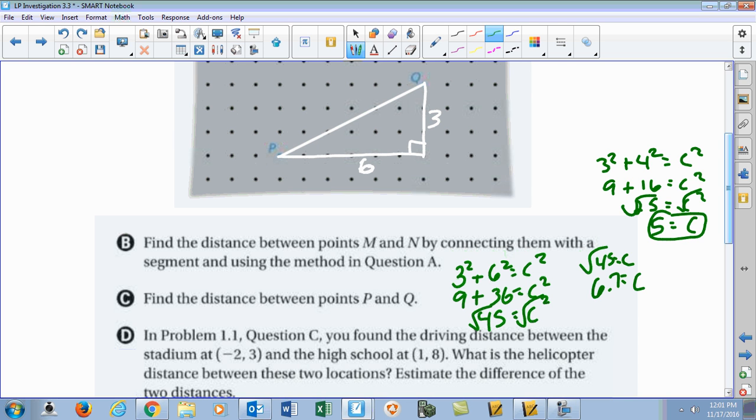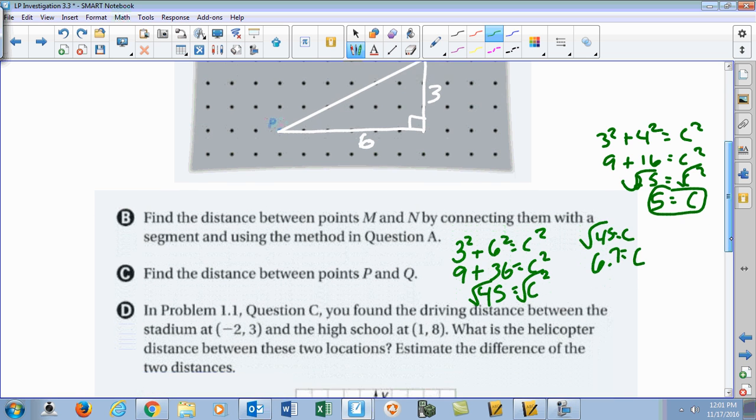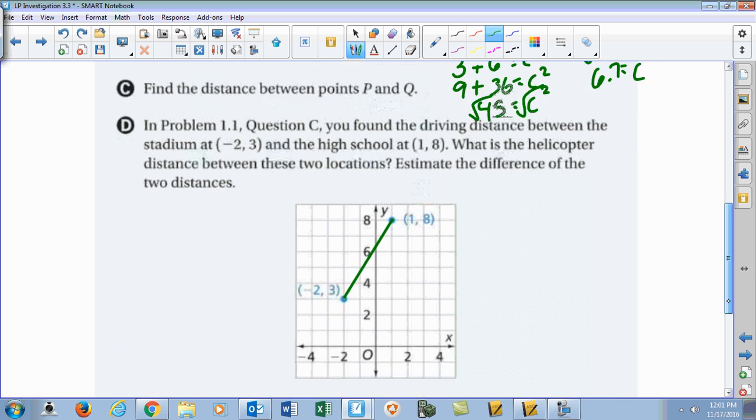6.7. How many people got 6.7? How many got 5? So pretty much everybody. All right, excellent. So again, that's how we can make right triangles to find the distance of a side.